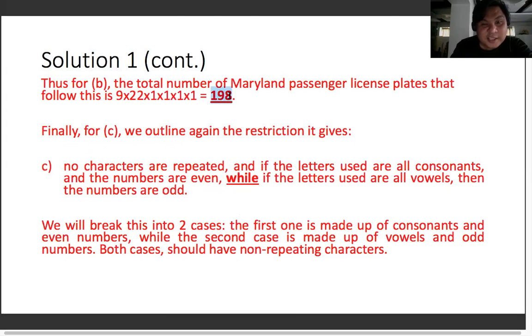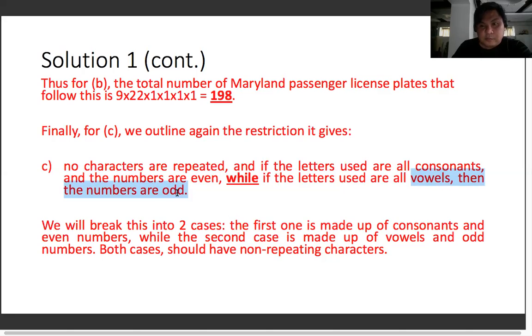There we go, 198. All right, now we are ready for the difficult one. In this case, there should be no repeated characters. And then also the letter and number combination: if you're using consonants, then the numbers you choose need to be even, while if you choose vowels, then the numbers you need to use are odd.